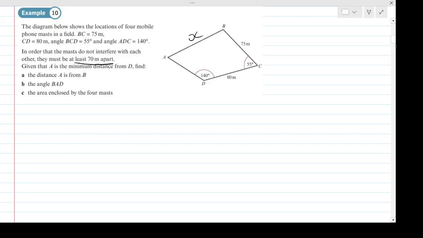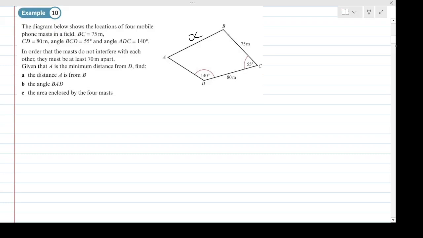Well, actually, one thing immediately we can do, based on this information, which is a bit weird. They said that the masts, which are basically the points A, B, C, and D, have to be at least 70 metres apart. That's the minimum distance. The total A is the minimum distance from D, which is this length here, A to D.